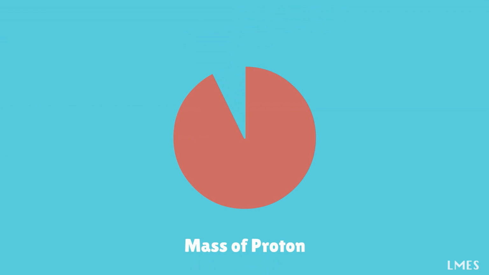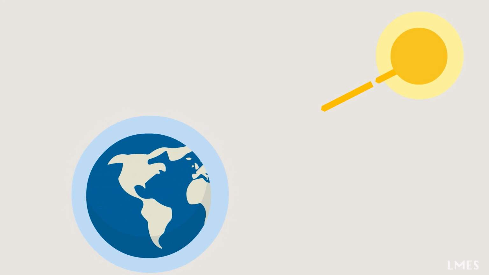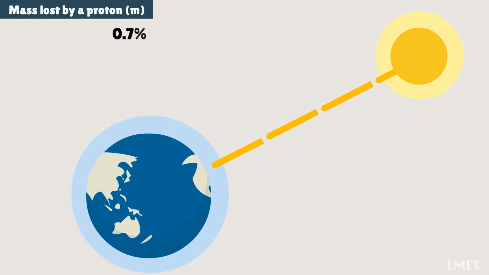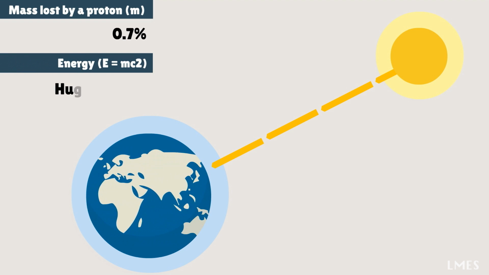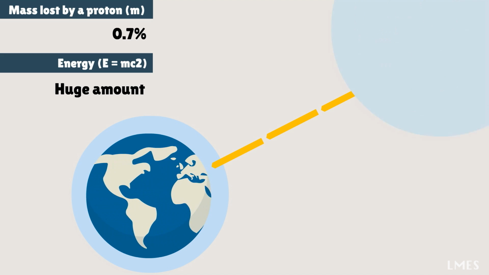So the protons collide and fuse together. This is called fusion. During this collision, protons lose some of their mass. Wait, where does this mass go? This mass gets converted into energy, the heat and light energy that we enjoy from the Sun. Even though protons lose only 0.7% of their mass during this process, it releases a lot of energy as per the formula E = mc².